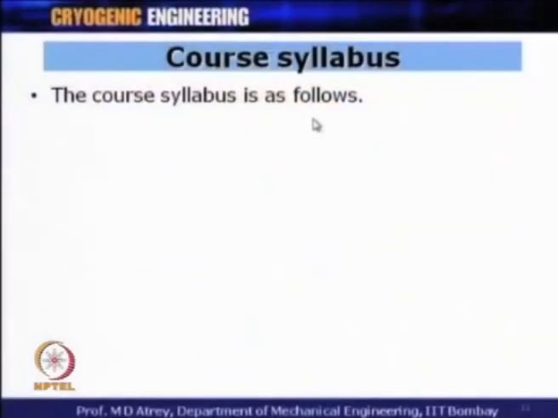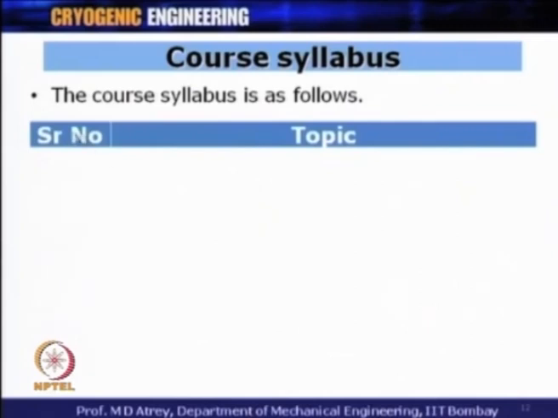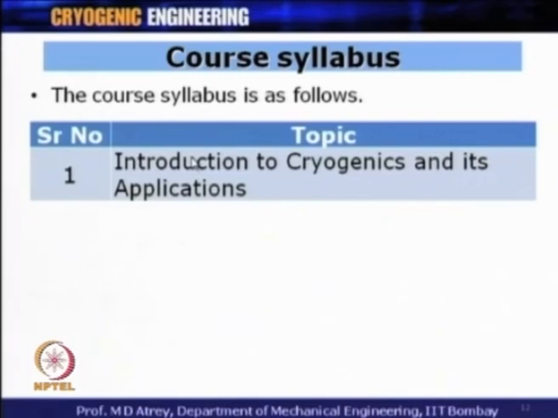With this background, I will now talk about what I am going to teach in this course. So what is the syllabus for this course? The course syllabus is as follows. I am going to give this course under different topics, and there will be around 12 topics, and under each topic I will give you 1 or 2 or 5 or 7 lectures depending on the scope of that particular topic. For example, the first topic, or today's lecture, is on Introduction to Cryogenics and its application. Today I am going to cover topic number 1, which is Introduction to Cryogenics and its application.